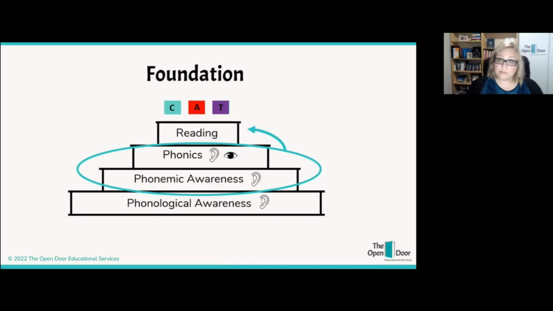And as for spelling, same idea. You would give them the word, let's use top, and then they would use their phonemic awareness segmenting skill to say, okay, top, t, o, p. And then they just write down each letter to represent the sounds that they're saying. So it's blending those two together that you get that reading and spelling success.